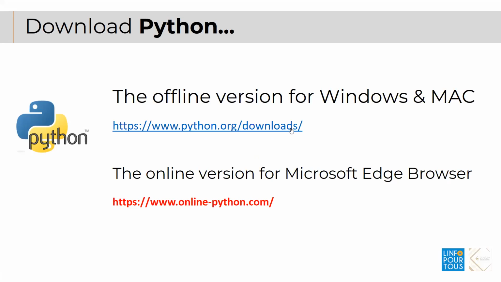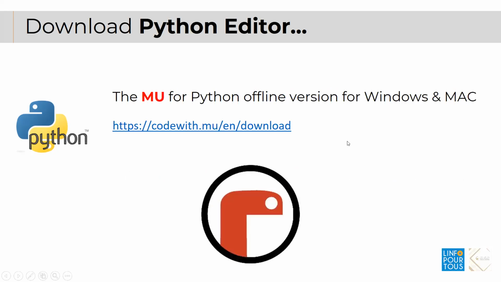So Python exists in two versions. It is the offline version, for Mac or Windows, or the online version for the Microsoft Edge browser. Maybe you will ask me, can we work online on another browser? You have to try, but for sure it works with the Microsoft Edge browser. So as I said before, for Python you have to download an IDE as an environment of coding on the below link. And in case you want to download any editor, you have a wide range of editors to code Python. We advise you with two editors, either PyCharm or Mu for Python.